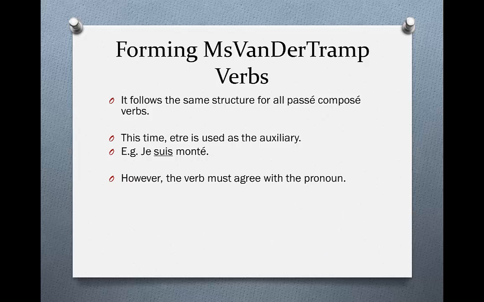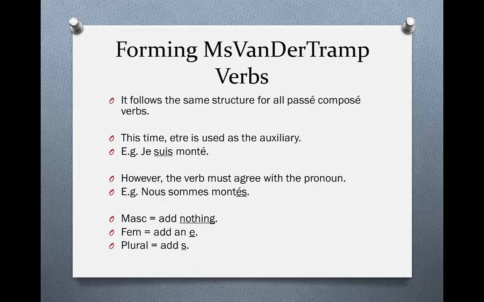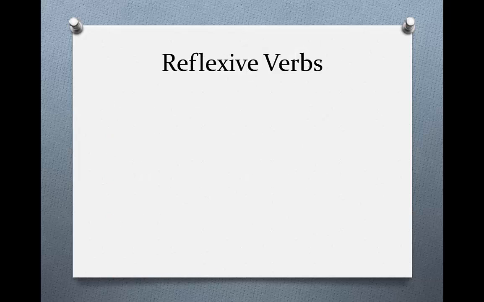However, the verb must agree with the pronoun always if we're using Mrs Van der Tramp verbs. So again, if we were using it in the passé composé, we would use nous sommes montés. The rules are, if it's a masculine ending, we add nothing. If it's feminine, we have to add an E to the ending. If it's plural, we have to add an S. And if it's feminine plural, it's an ES.